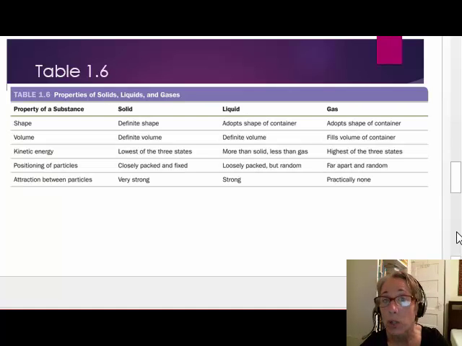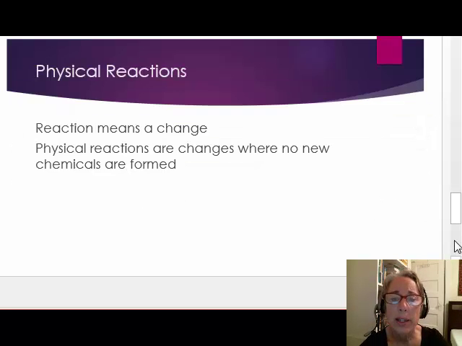Table 1.6 of your textbook does a great job of summarizing the macroscopic properties of the states as well as the microscopic or molecular properties. A point I didn't make yet was the attractive forces between particles. These are the strongest in the solid, strong but not quite as strong in the liquid, and practically non-existent in the gas phase.